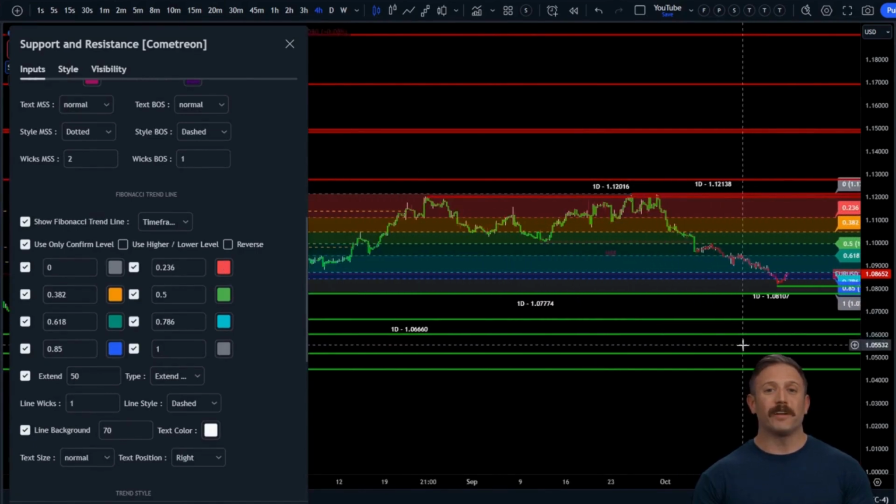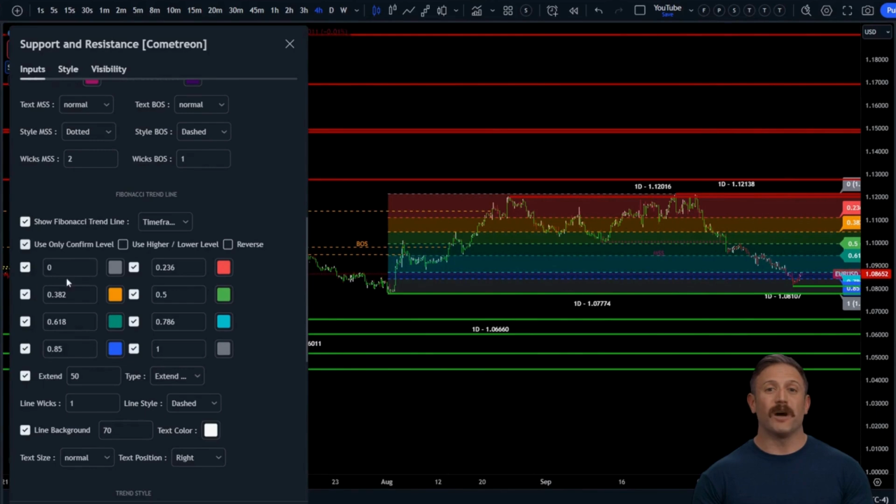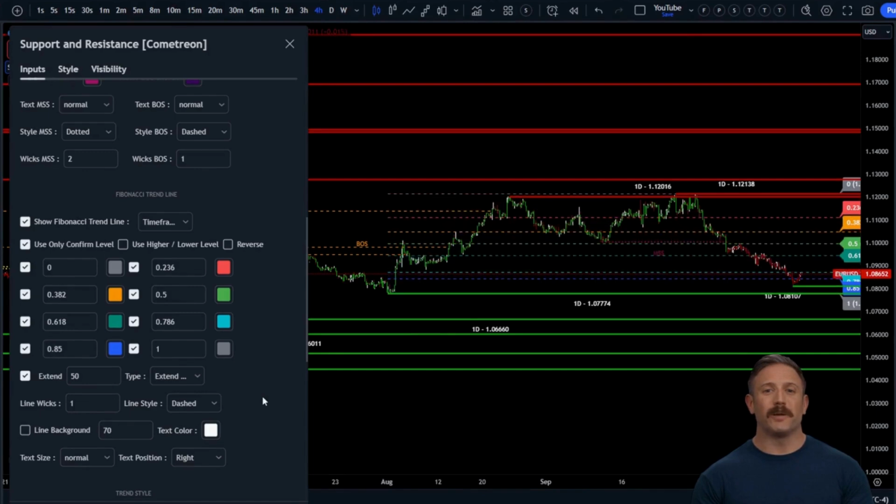Add up to 8 Fibonacci levels based on the last two identified support and resistance levels. Customize the different levels by modifying colors, thickness, style, and extension of lines. You also have the option to add a transparent background between each level.